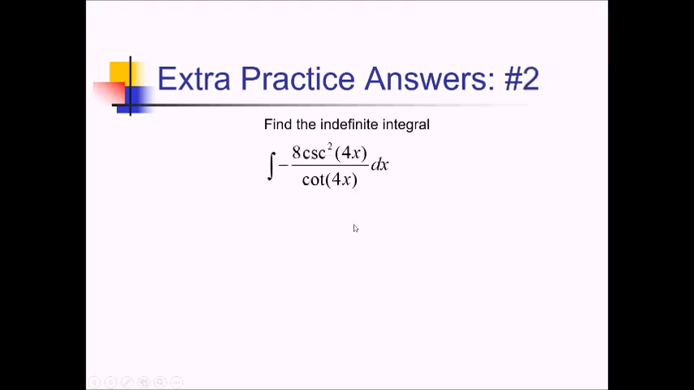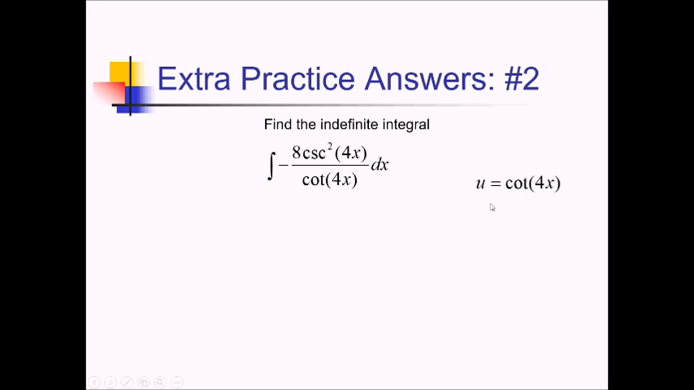For this problem, we notice that there's a cotan in this denominator and a cosecant squared in the numerator. Now, cosecant squared is the derivative of cotan, so we might be able to do this by treating cotan as kind of an inner function and then using integration by substitution. So let's try it out. Let's let u equal cotan of 4x, and we'll see if this works.